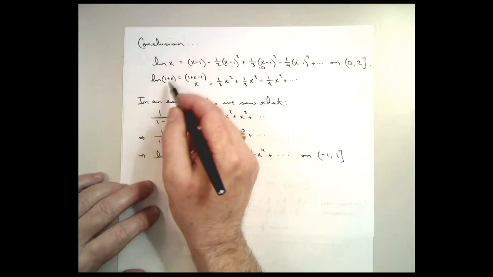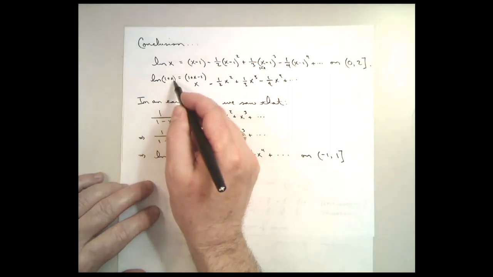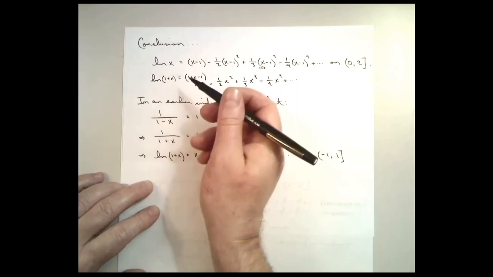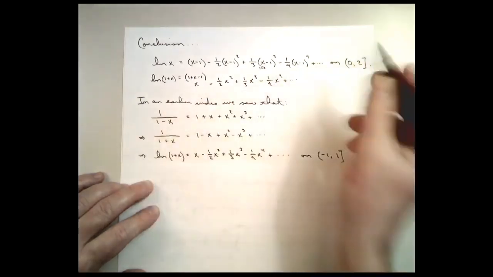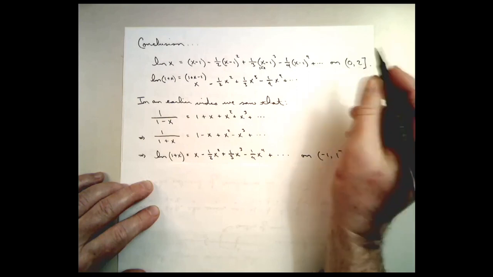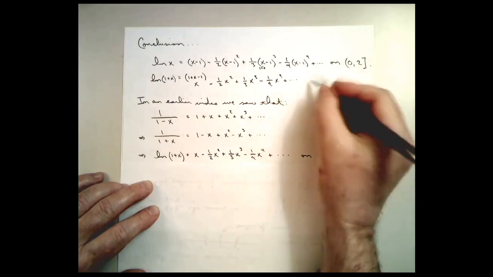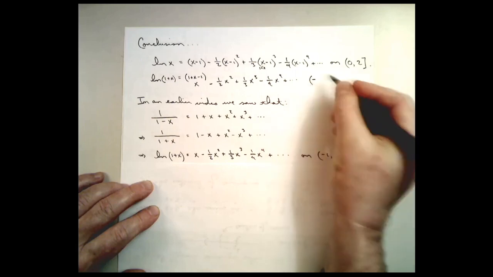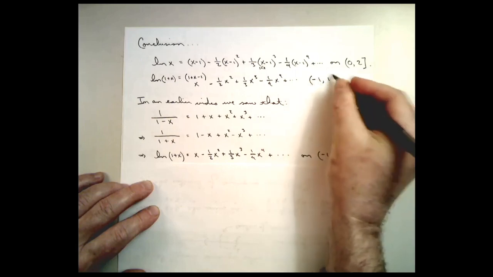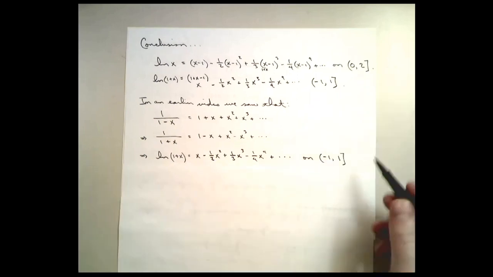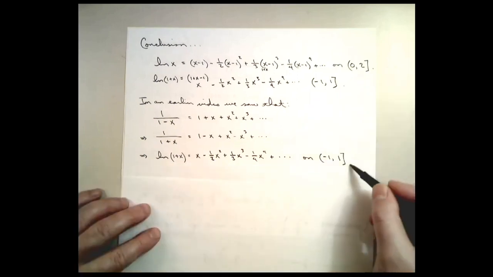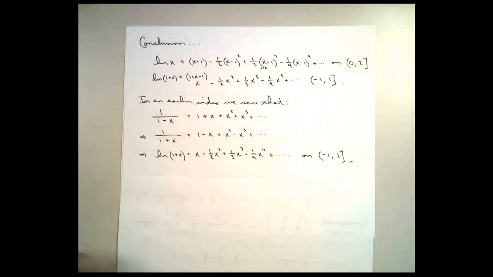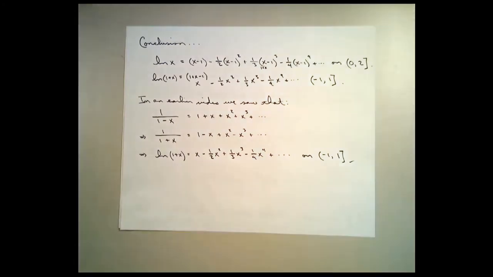Right, and since I replaced all my x's with 1 plus x, that shifts the graph of my function to the left by 1 unit. So instead of converging on the half open interval from 0 to 2, shift to the left by a unit. It's going to be from -1 to 1, right? That's exactly what we had decided before, right? So two ways of developing a series for either the natural log of x or the natural log of 1 plus x.